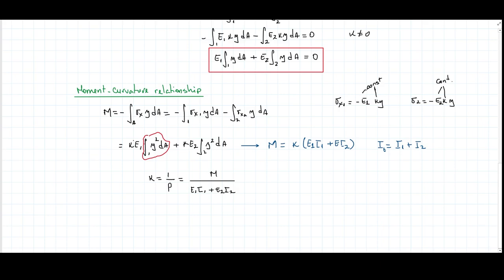Important term here is that this denominator is called flexural rigidity. And then it has the terms because it's a composite beam. What questions do you have?